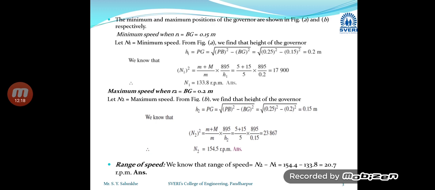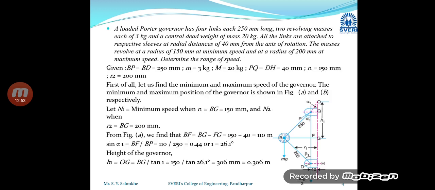range. So how are we going to calculate the speed range? That is simply higher speed minus lower speed. So when we calculate the range of speed, we have to calculate N2 minus N1, that is 154.4 minus 133.8, that will be 20.7 rpm. This will be the speed range of this Porter governor of given specifications. Got it? Now we are going to move to the next example.